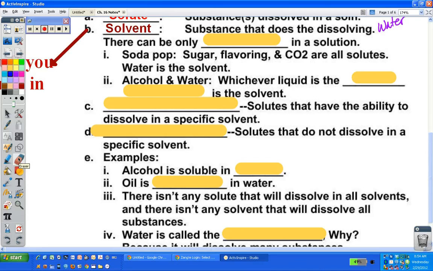to take the immortal words of a really crappy movie, there can be only one. There can be only one solvent in a solution.